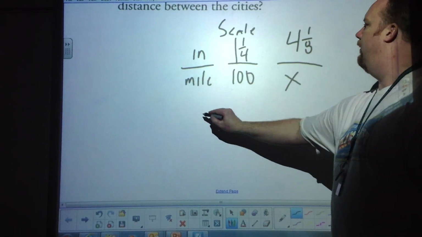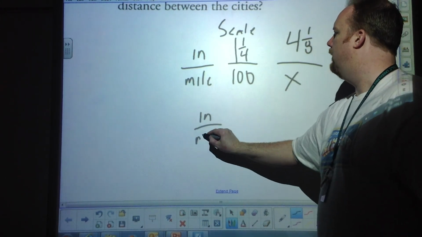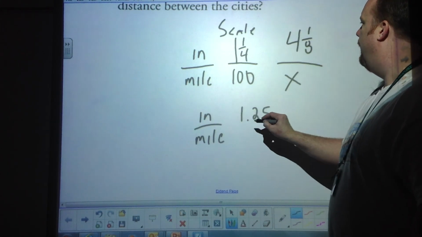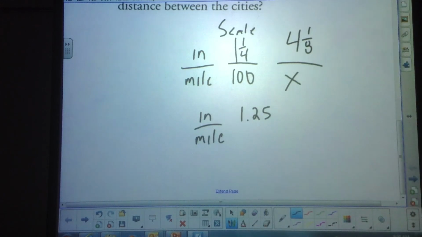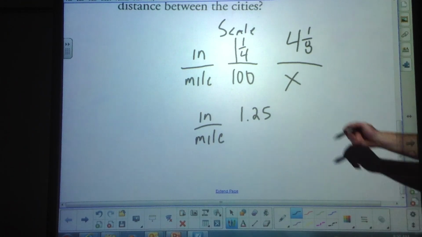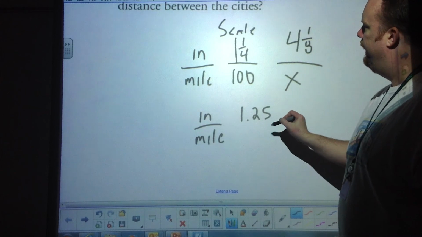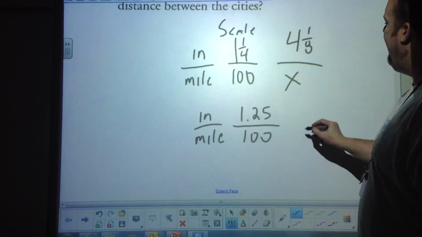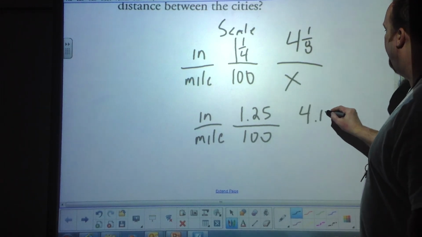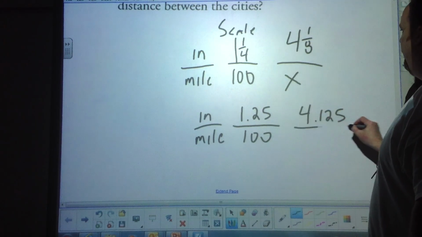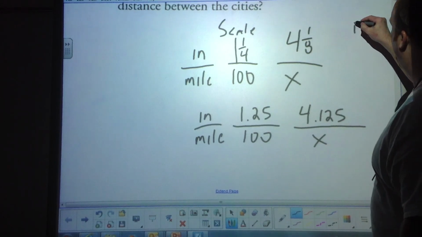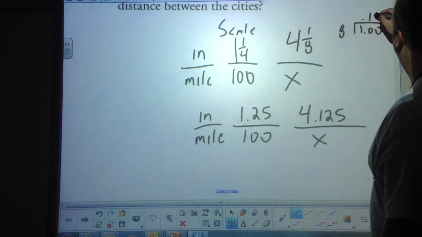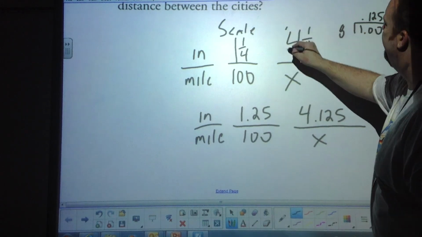I prefer converting it to a decimal. So I'm going to go ahead and rewrite my stuff here. I'm going to say 1.25. And remember, if you don't know that 1/4 is 0.25, all you've got to do is divide the top by the bottom and get a decimal. And make sure you keep your 1. This is over 100. 4 and 1/8 is actually 4.125 over x. Again, if you wanted to put 1 in the house and divide that out, you would get 0.125. And don't forget the 4, though.